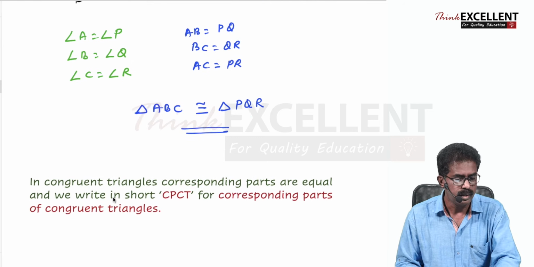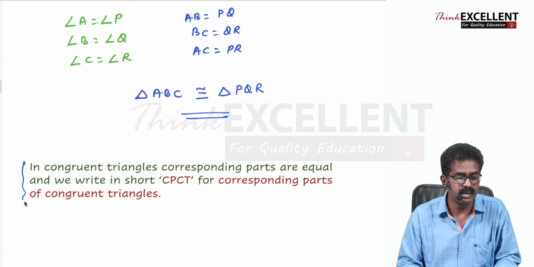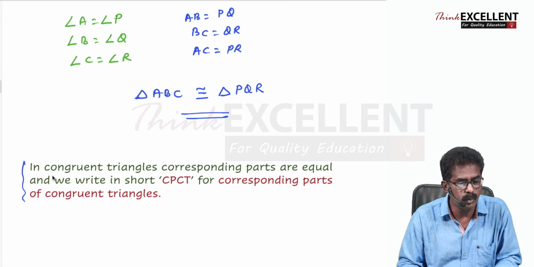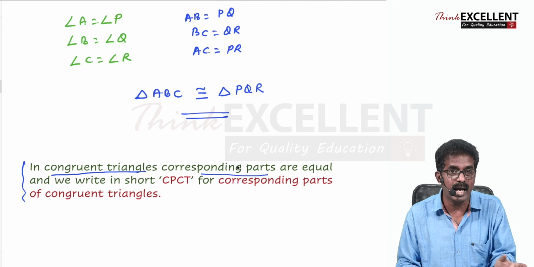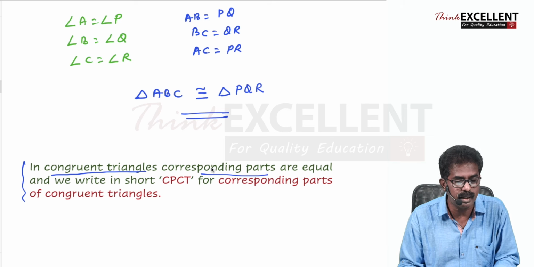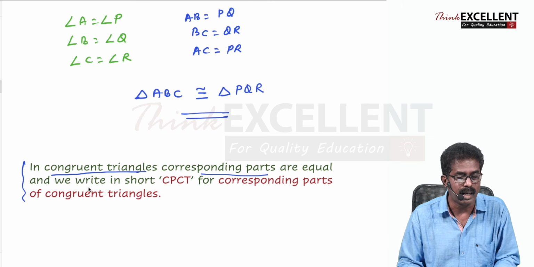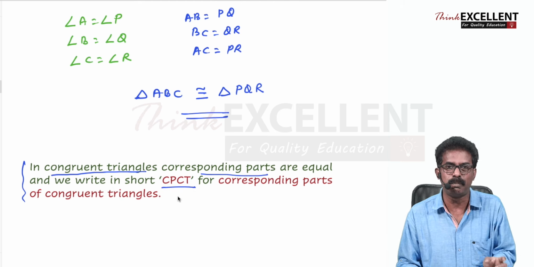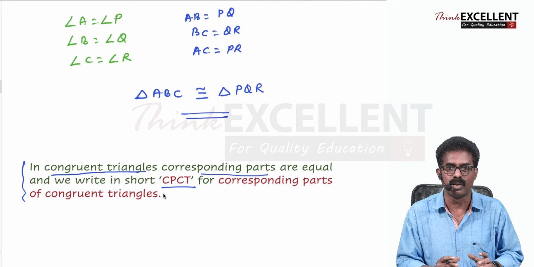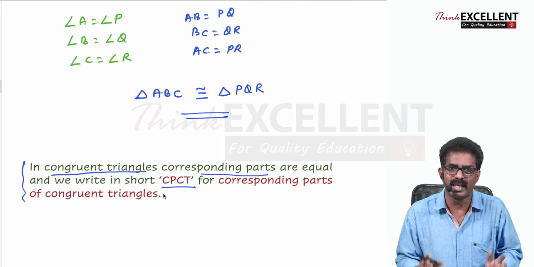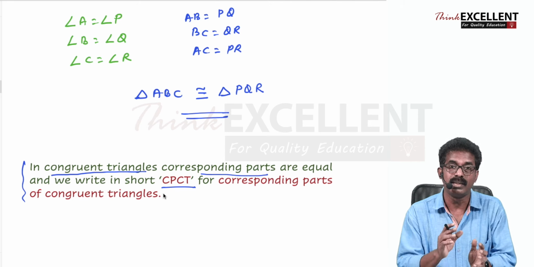So now we look at this one. In congruent triangles, this is the important property here. In congruent triangles, corresponding parts are equal. Corresponding parts means it may be corresponding angles or corresponding sides. We write it in short as CPCT. So this term you remember, right? Whenever we do a sum, if you are using that result, suppose 2 triangles are congruent, then you say these 2 sides are equal. What's the reason? No need to write the full theorem. Just say by CPCT.